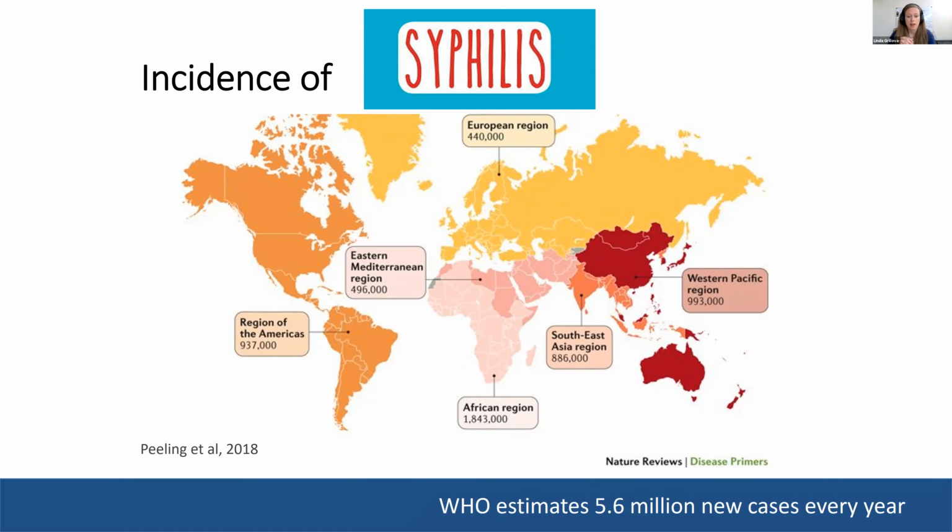Many people think that syphilis is actually a historical disease. It's not true. If you can see in this map, the incidence is quite high. There are 5.6 million new cases every year, and the prevalence is still increasing.